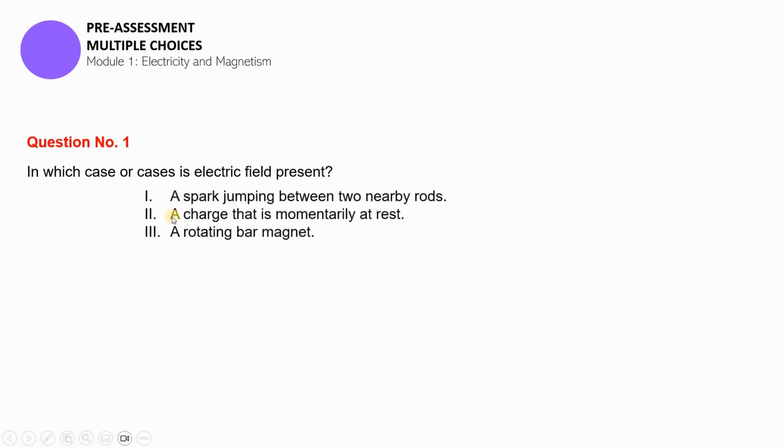For the first question, in which case or cases is electric field present? Number one, a spark jumping between two nearby rods. Number two, a charge that is momentarily at rest. Number three, a rotating bar magnet. Your options are letter A, 1 only. Letter B, 1 and 2 only. Letter C, 2 and 3 only. And letter D, 1, 2, and 3. Pause this video if you need more time. If you are through, let us proceed to question number 2.